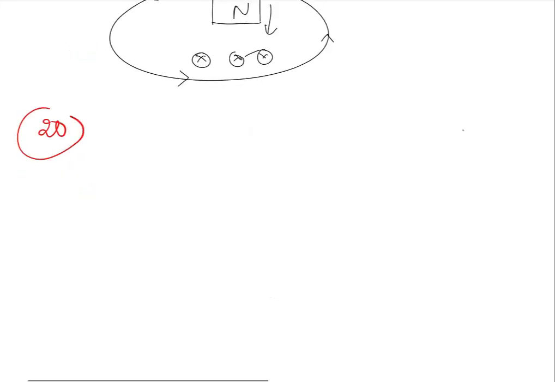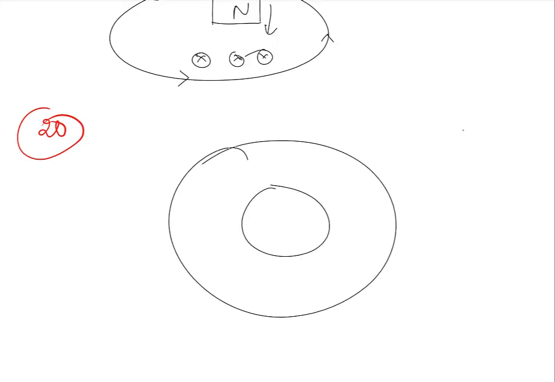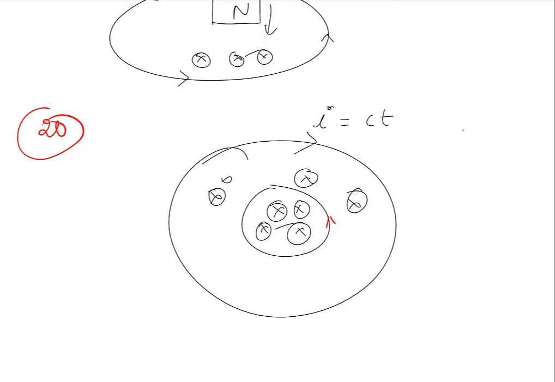Question number 20 says that two concentric loops, let's say this and this, lie in the same plane. The current in the outer loop is clockwise, so this is clockwise I. The current in the outer loop is increasing with time, that means this is equal to some constant into t, so it's increasing, it could be linear or non-linear, but it's increasing. So it's basically increasing the magnetic field in the downward direction, so flux through this loop in the downward direction is increasing, and to reduce that it will produce a current in the anti-clockwise direction, just like the last question.